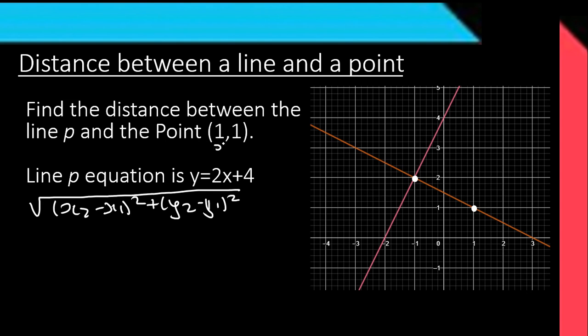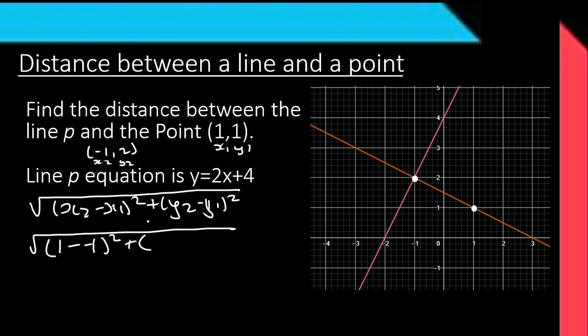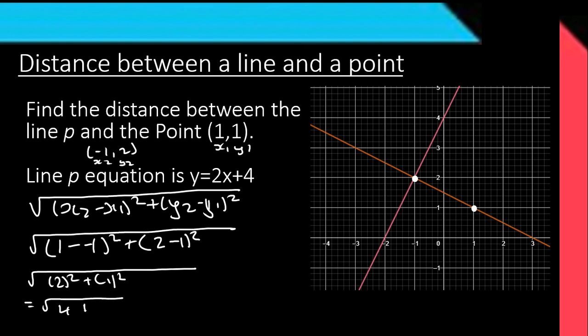So we have 1 and 1, so I'm going to call this x1, y1. And then I'm going to call my other point, which I know is negative 1 and 2, x2, y2. So the square root of 1 minus negative 1 squared plus 2 minus 1 squared, which then, 2 negatives make a positive, so this is going to become 2 squared plus 2 minus 1 is going to be 1 squared. And then we have 4 plus 1, and then my answer is the square root of 5.